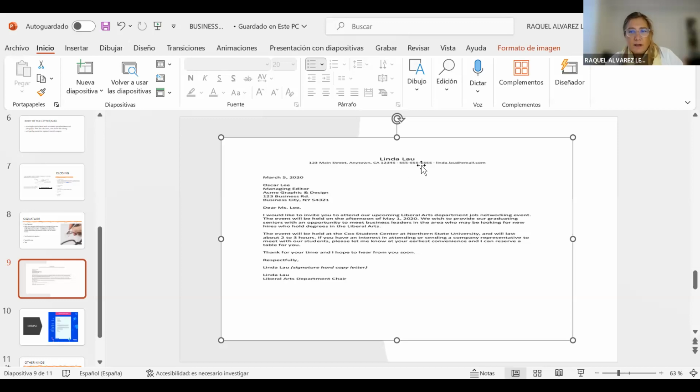So well, first the data, okay? Your data, the date, the data of the other people, the salutation, depending on the relation you have with the other person, the body of the mail, and finally the closing and the signature, okay?